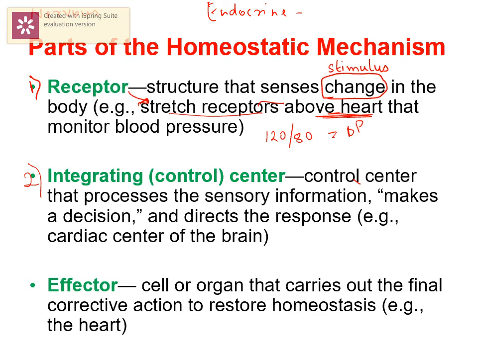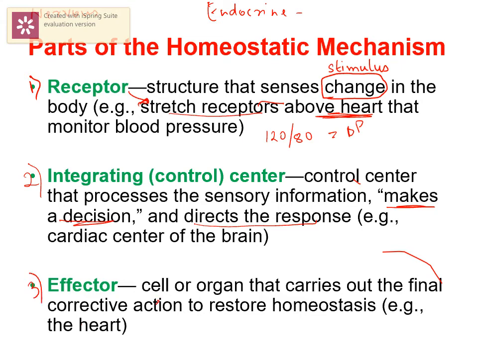So the cardiovascular centers, the control centers, are located in the medulla oblongata of the brain that respond to changes in blood pressure as well as different things like oxygen and carbon dioxide. Okay, so the control center makes a decision and directs a response to the heart, telling the heart to maybe pump faster so the blood pressure can be increased.